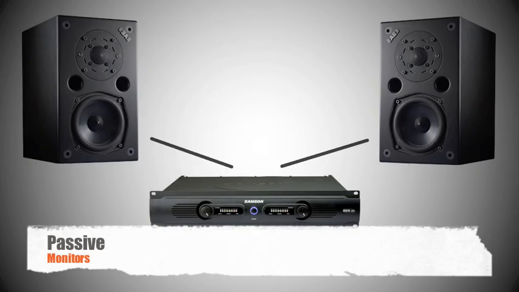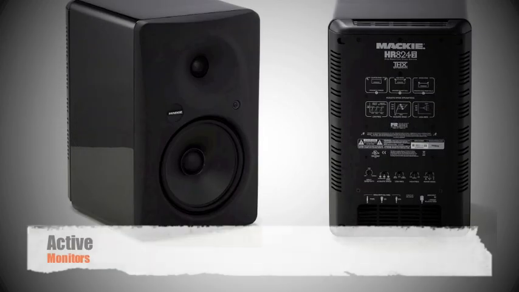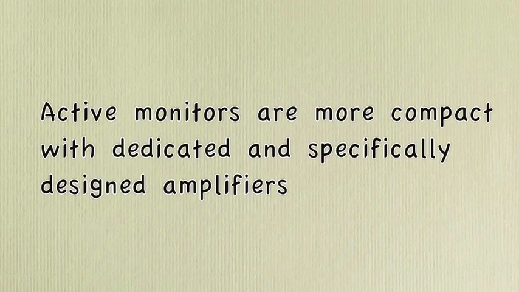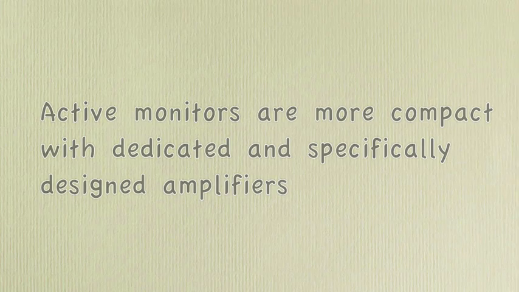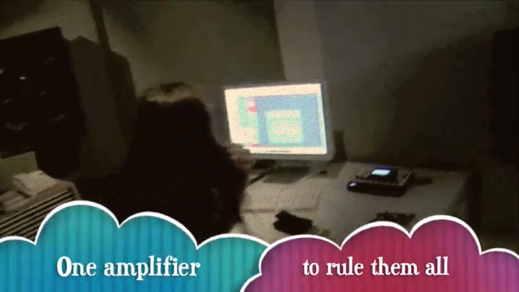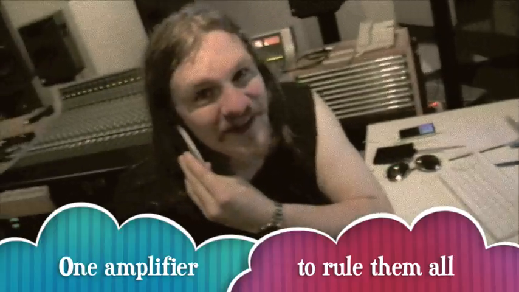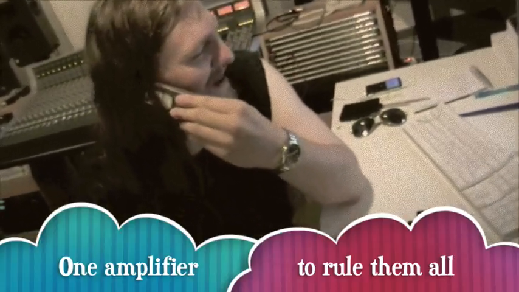Passive monitors require an additional speaker amplifier in order to output the adequate monitoring loudness. Active monitors can power up themselves. Active monitors are more often preferred since they are more compact and simply because they come with dedicated and specifically designed amplifiers. This simply saves the user from the quest of finding the appropriate amplifier.